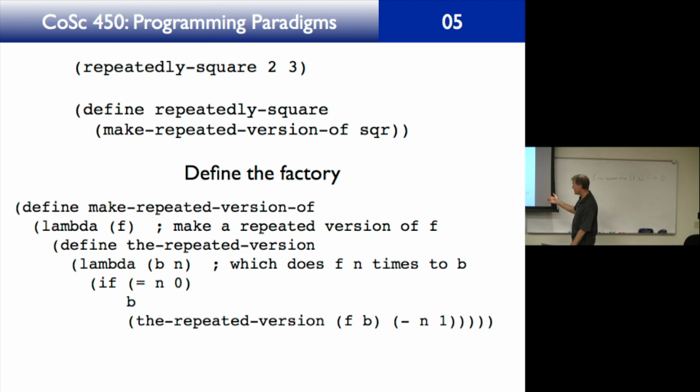Anyway, does everybody see how this works? Oh, I forgot one last line, because this just defines the repeated version. So what's the very last thing we have to do? Now that we've defined it, what's the very last thing that the factory has to do? Yeah, it has to return it. So how do we do that? Very last line. The repeated version. That's what gets returned. Does everybody see how that works?